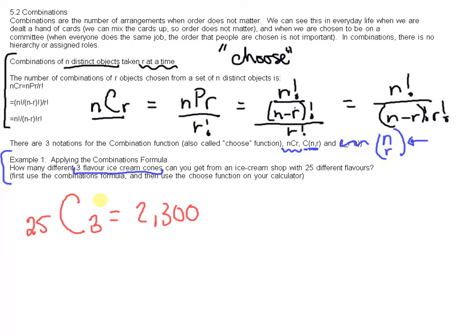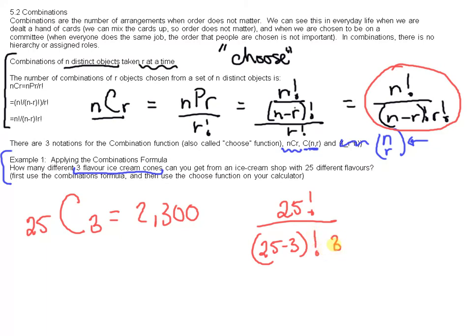If you want to look at this as the long route, let's use this last formula here. 25 factorial over 25 minus 3 factorial, and then 3 factorial. Let's see what we get. 25 factorial divided by 22 factorial, and again divided by 3 factorial. Yep, I get 2,300 as well. Try those 2, make sure that you know how to use these buttons and this formula.